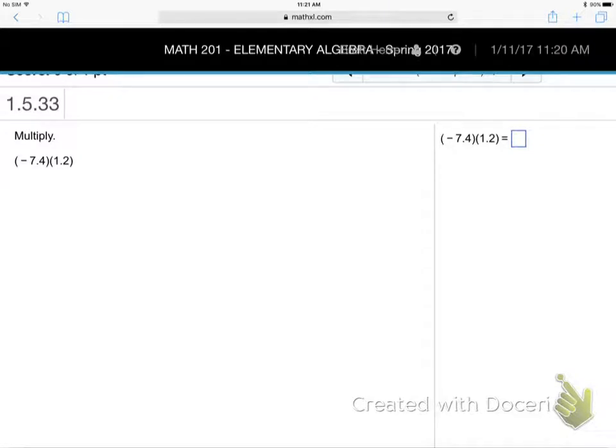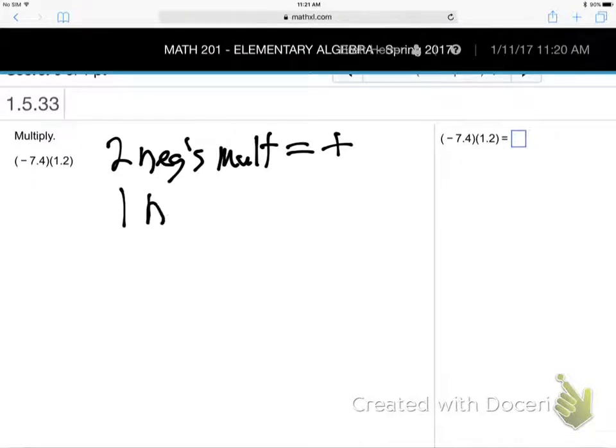So what's the rule with multiplying? Two negatives multiplied equal positive, right? One negative just comes out negative, doesn't it? So in this case, we have a negative times a positive, so the answer is going to be negative something, and then just let your calculator do the work from there.